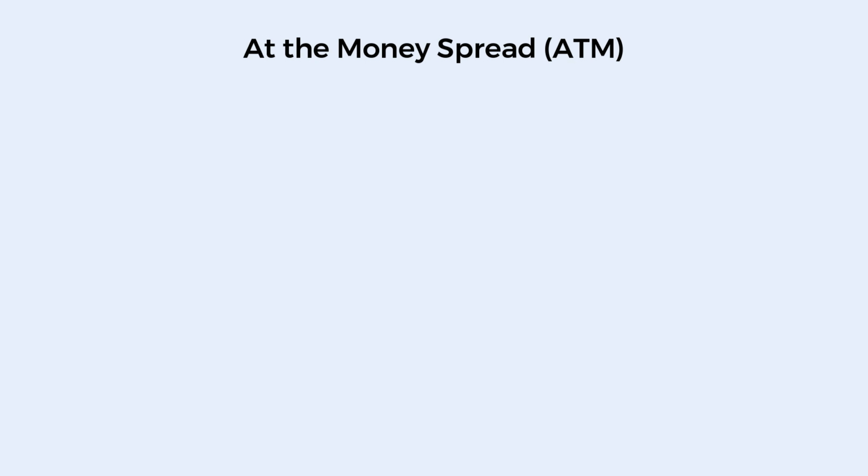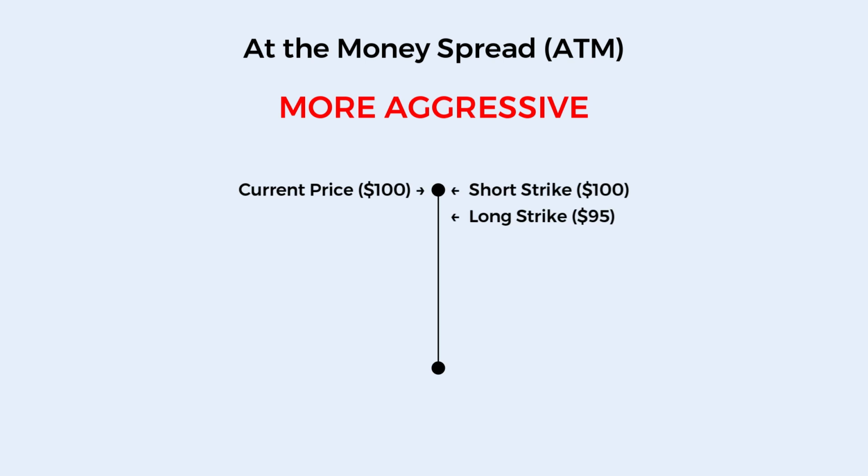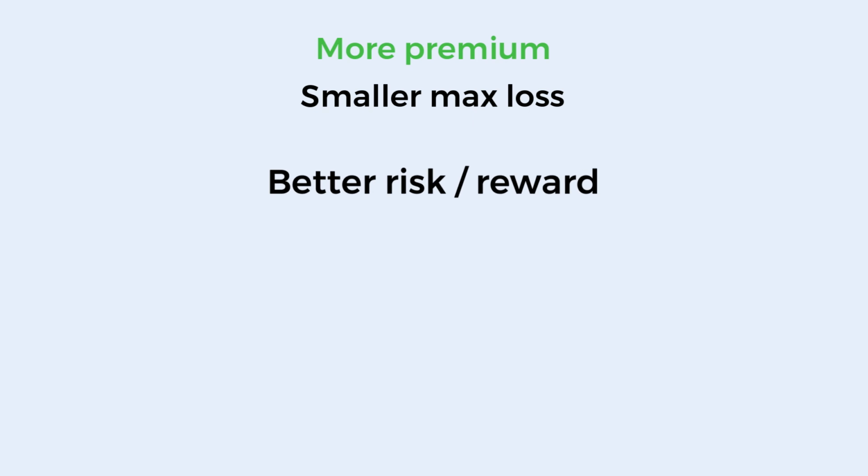Now compare that to selling an at-the-money spread. This is a more aggressive approach. Instead of placing your strike comfortably away from the current price, you place it right near where the stock is trading. The benefit is immediately clear. You collect more premium because the option you're selling has more value. And because you collected more upfront, your maximum loss is smaller for the same spread width. So on paper, the risk to reward looks better.